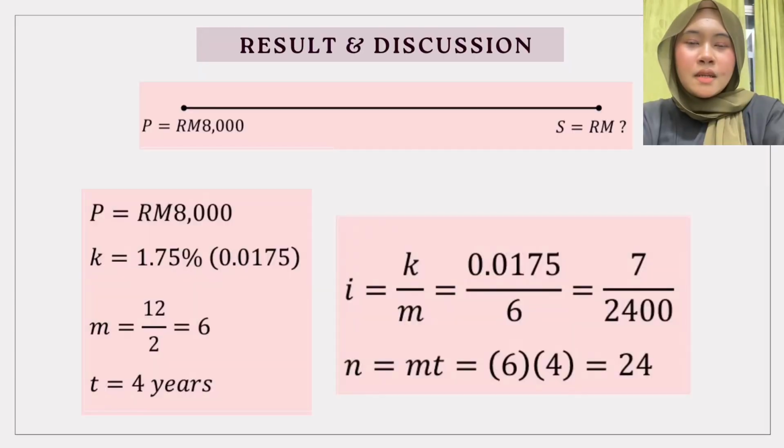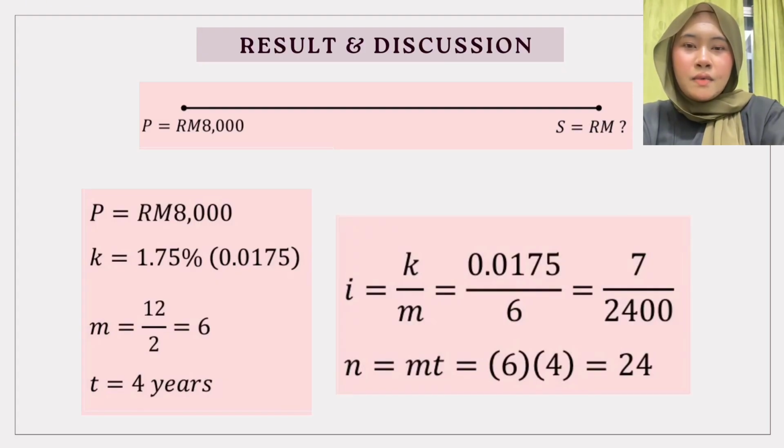We need to create a timeline. A timeline will start with P, which is the principal amount, and ends with S, which is the accumulated amount. From that question, we can see that our K, our annual interest rate, is 1.75% equivalent to 0.0175. And our M, the frequency of conversion, is 6 because it is compounded every 2 months, which is 12 divided by 2 is 6. And for our T, which is time length in years, is 4 years.